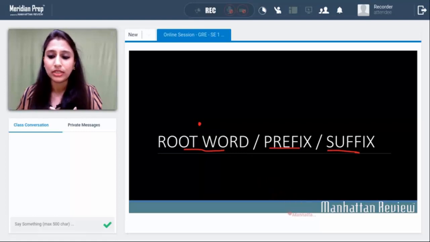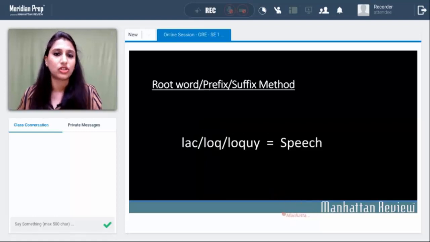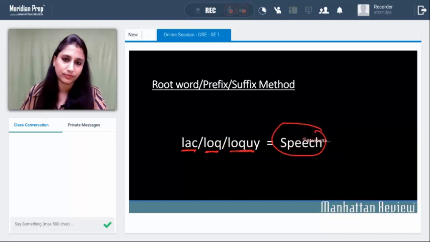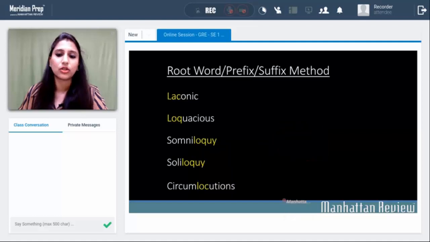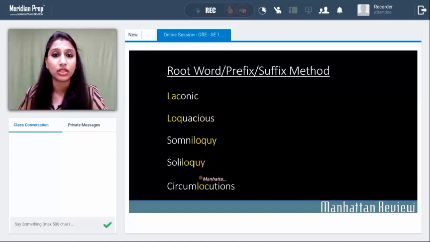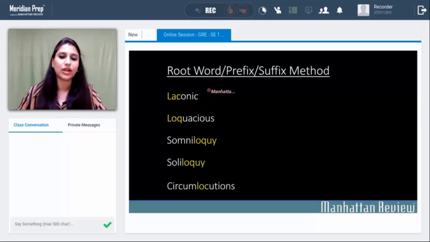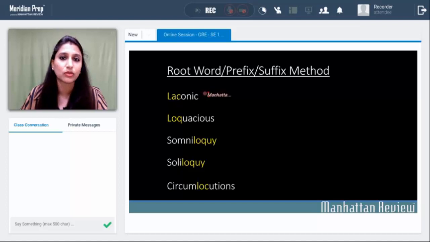Now, when you look at these words, laconic, loquacious, soliloquy, the common point you will find is lack, lock, or loquy. The moment you get lack, lock, or loquy, it means the word is saying something about speech, right? Now, let's look at those words: laconic, loquacious, soliloquy, and circumlocutions. We just learned that the root lack, lock, or loquy means speech. Now, if you look at the word laconic, at least I will be able to say that the word is saying something about speech, right?